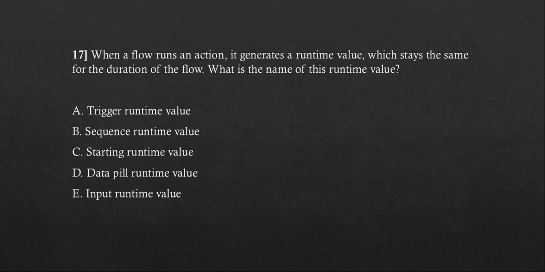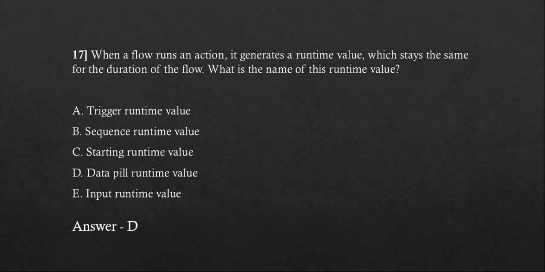Next question. 17. When a flow runs an action, it generates a runtime value, which stays the same for the duration of the flow. What is the name of this runtime value? A. Trigger runtime value. B. Sequence runtime value. C. Starting runtime value. D. Data pill runtime value. E. Input runtime value. Answer, D.